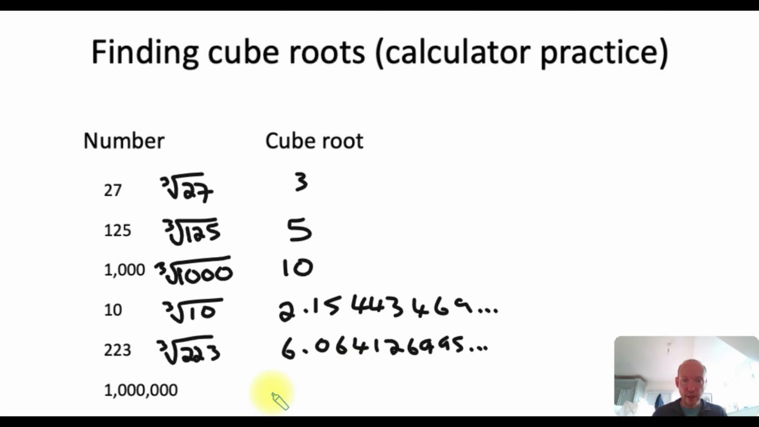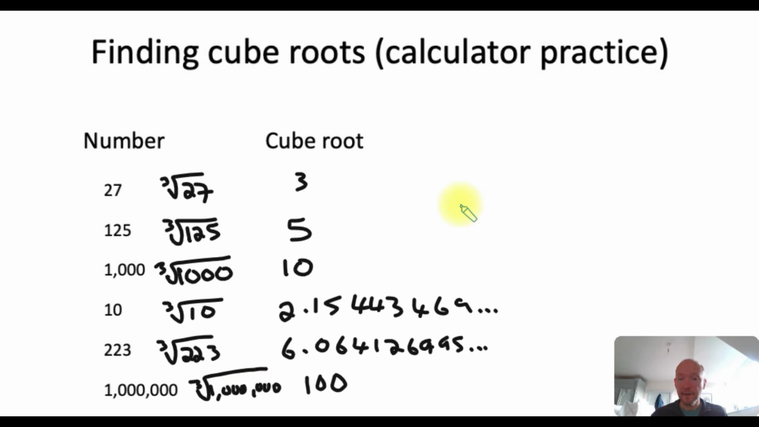Finally, I've got the cube root of 1,000,000. 1, 2, 3, 4, 5, 6. Don't forget my little 3 over here. Plug that in my calculator, and actually this is going to be a nice round number. 1, 2, 3, 4, 5, 6. Hit my equals, and that's going to be an answer of 100.